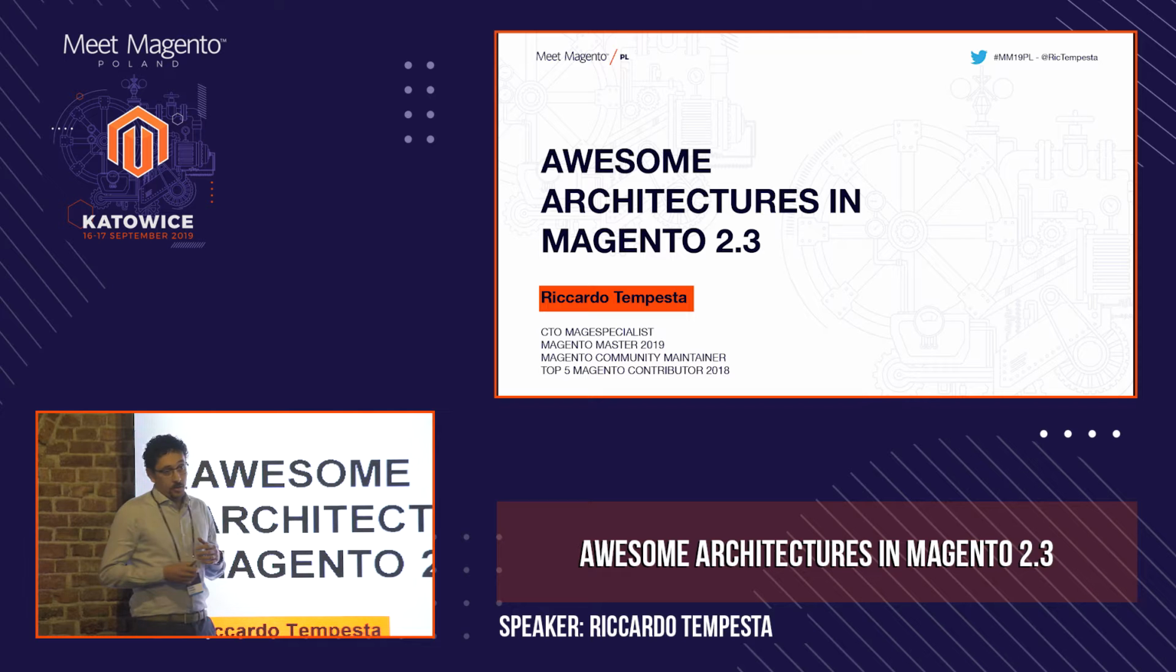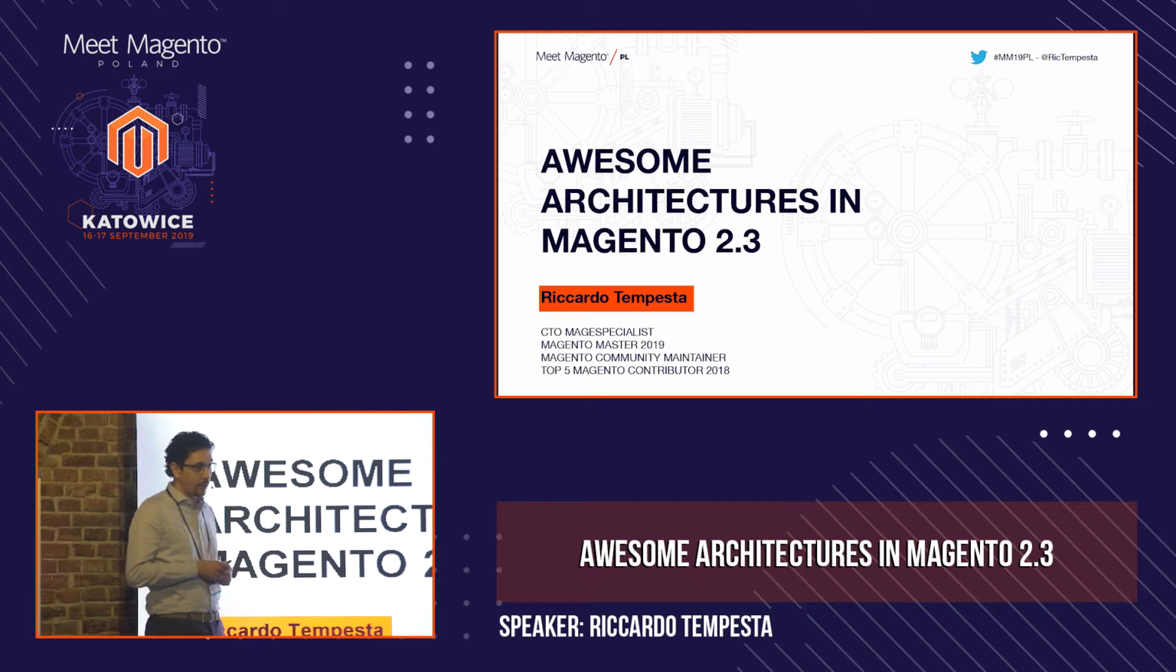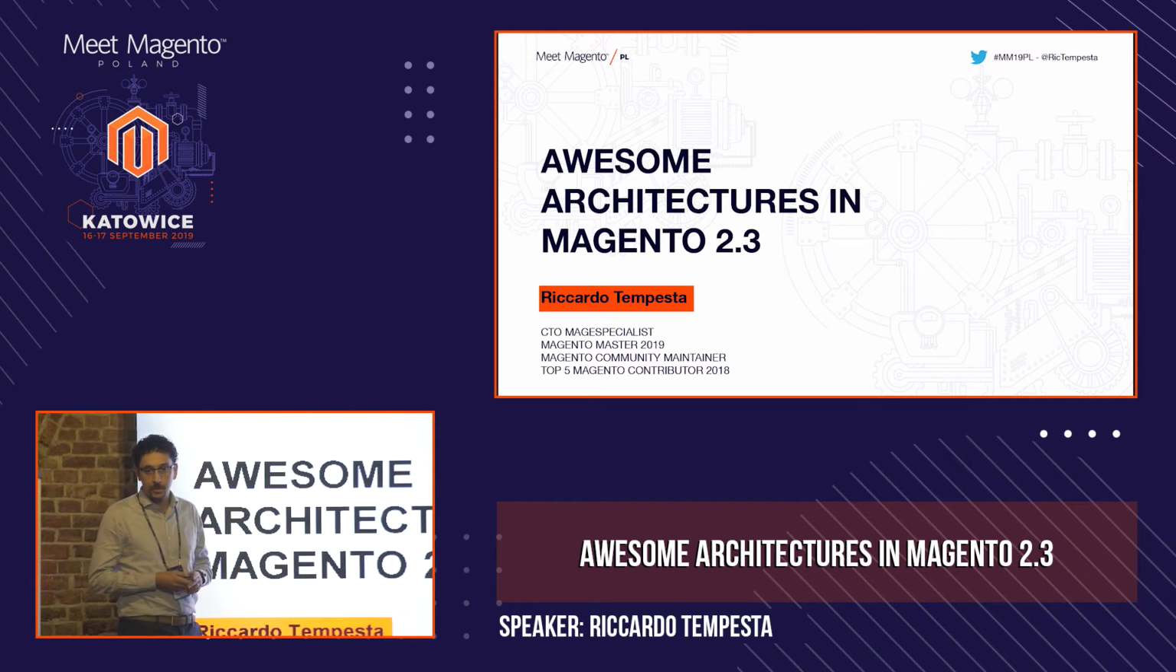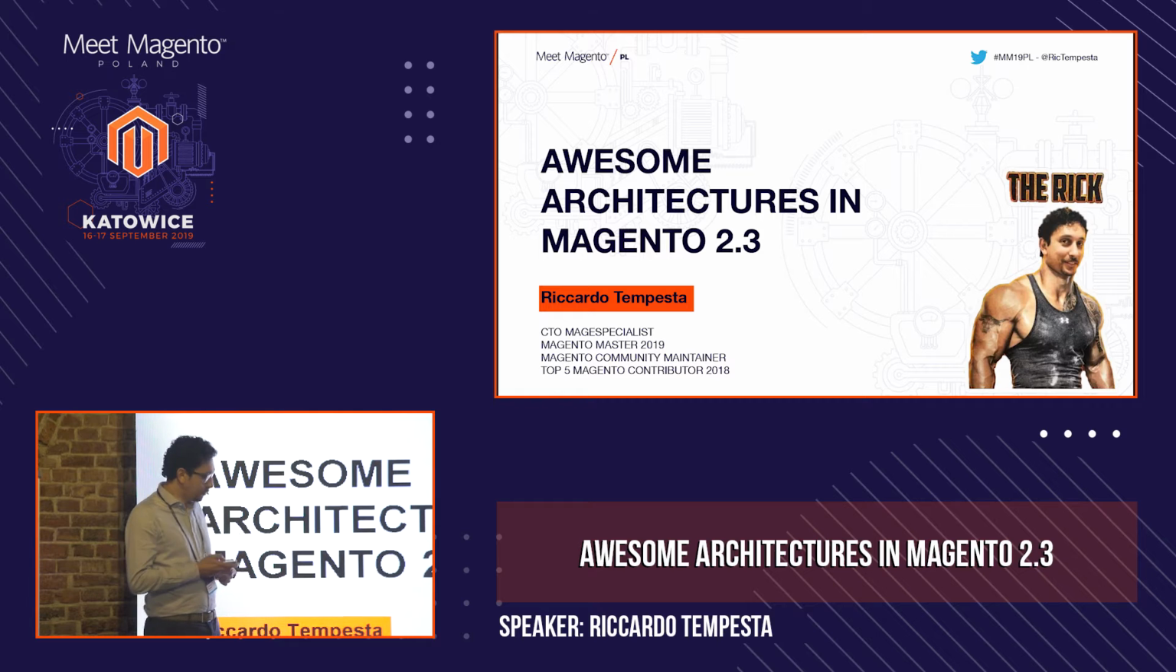Before, just a brief introduction about myself, just in case you never heard about me. My name is Riccardo Tempesta, and I am CTO at MageSpecialist. It's an Italian-based company verticalized on Magento solutions. I'm also one of the top 5 contributors of 2018, as well as a Magento community maintainer and a Magento master for 2019. And most of the people know me under a different name.